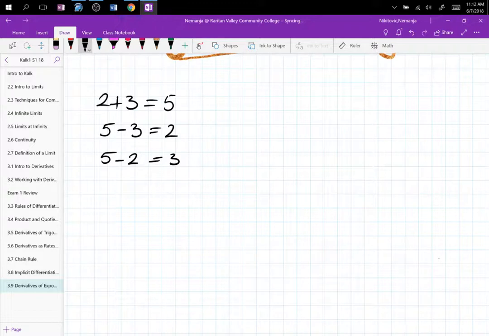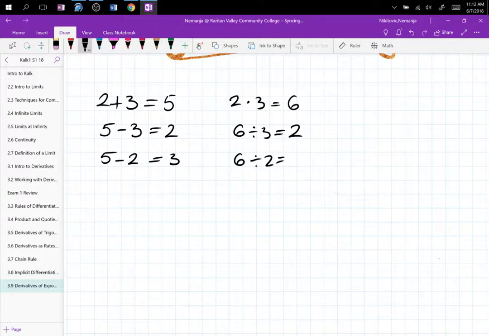Let's raise the stakes now. What is 2 times 3? 6. Now, 6 divided by 3 is 2, and 6 divided by 2 is 3. Great. So multiplication is defined as fast repeated addition.